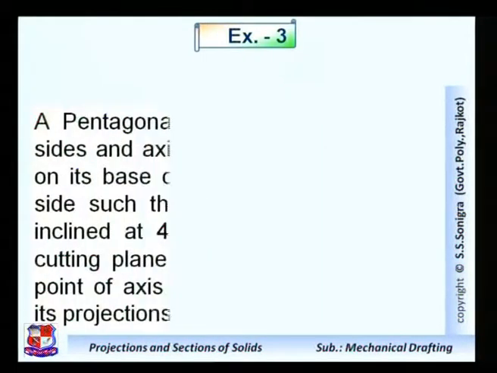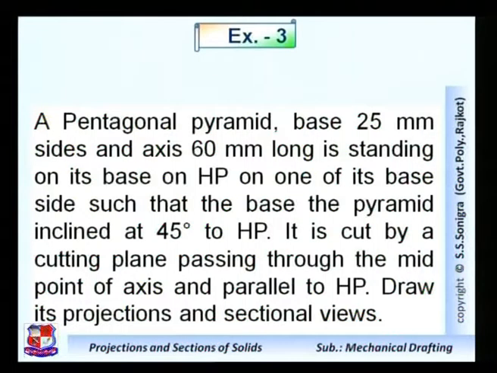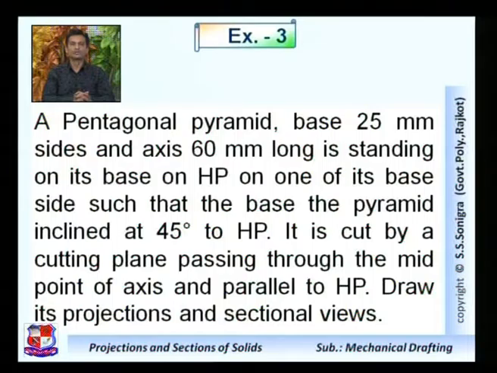Third problem, the data is given like this. A pentagonal pyramid, base 25 mm sides and axis 60 mm long, is standing on its base on horizontal plane on one of its base sides such that the base of the pyramid is inclined at 45 degree to horizontal plane. It is cut by a cutting plane passing through the midpoint of the axis and parallel to horizontal plane. Draw its projections and sectional views.